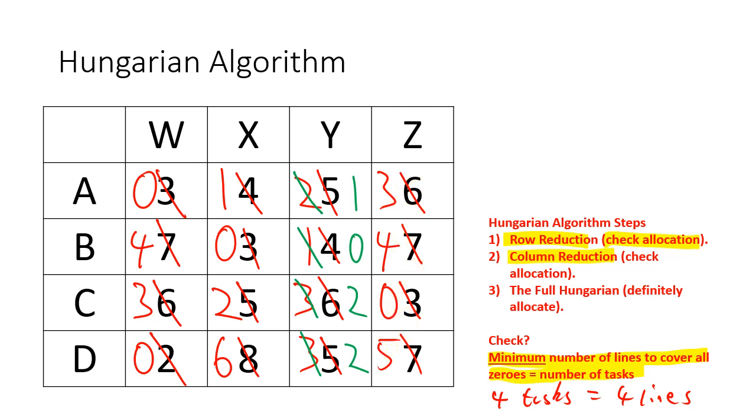Then we go through that whole process of the checking again. So we've got to check the allocation. I'm going to grab my purple again. I can do one line like I did last time. I'm going to do another line.